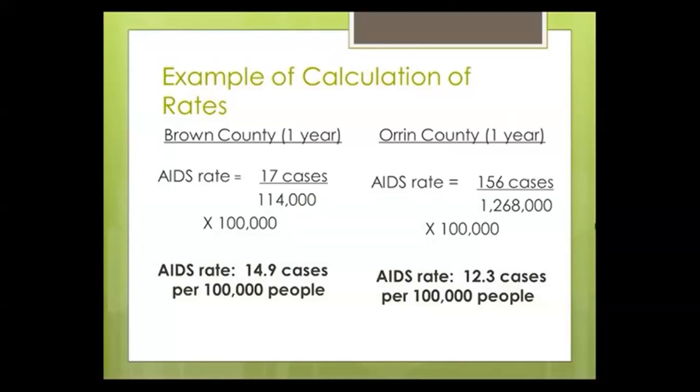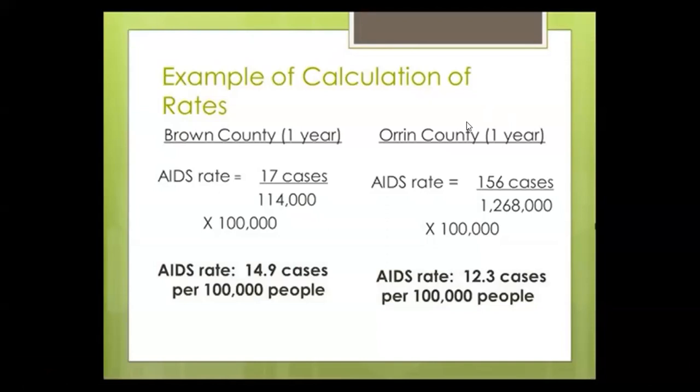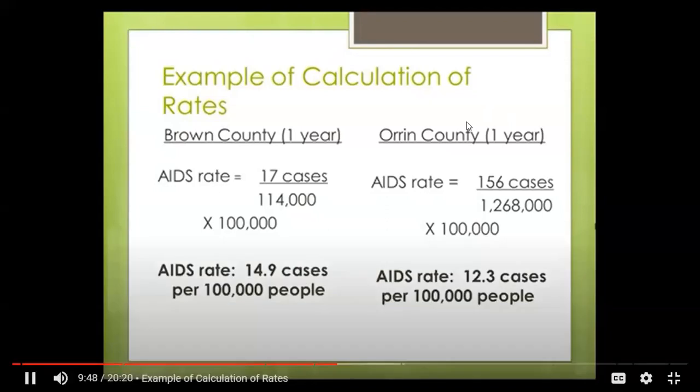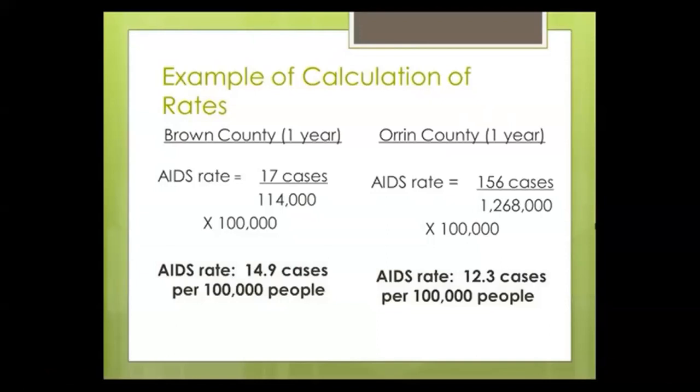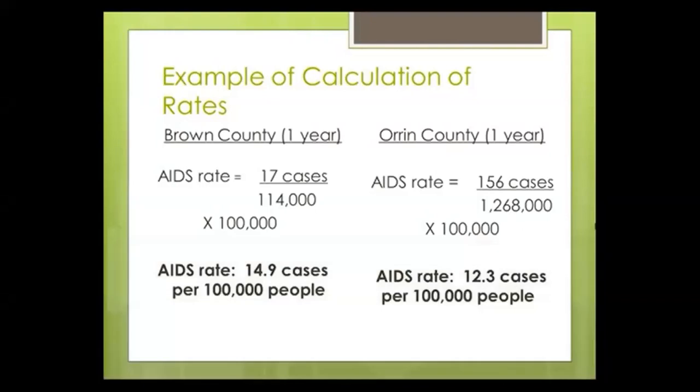Compare that to Orange County for the same one-year period. Their AIDS rate is 156 cases divided by 1.2 million people. And we multiply that times 100,000 and come up with an AIDS rate of 12.3 cases per 100,000 people. So, as you can see, Brown County actually had the higher rate of AIDS at 14.9 cases per 100,000 people than Orange County, which had 12.3 cases per 100,000 people, even though Brown County had fewer cases than Orange County.